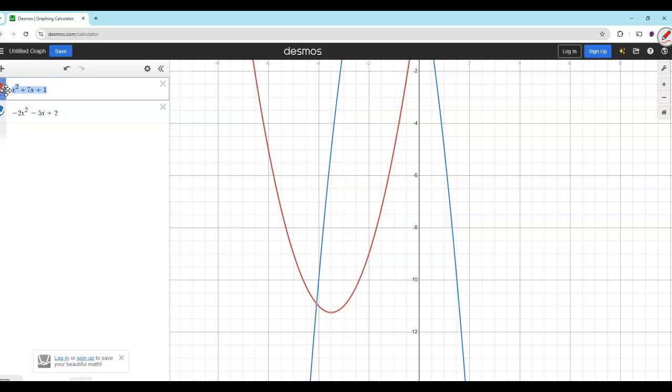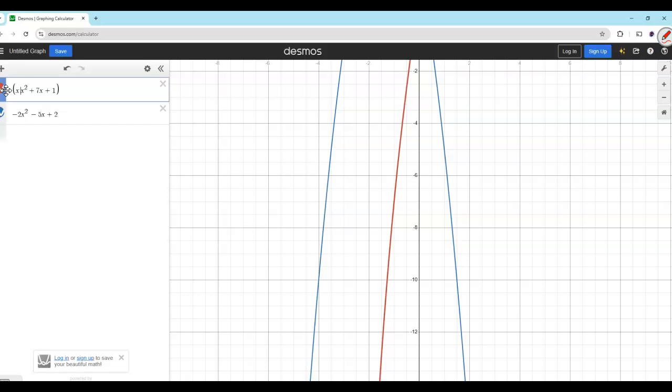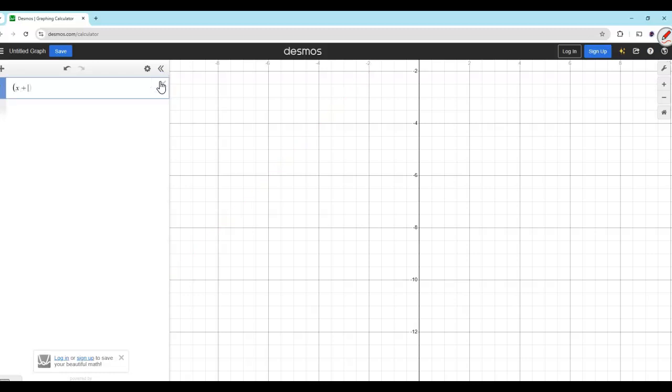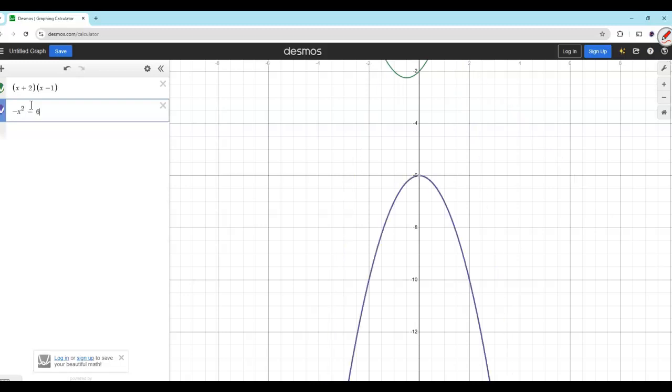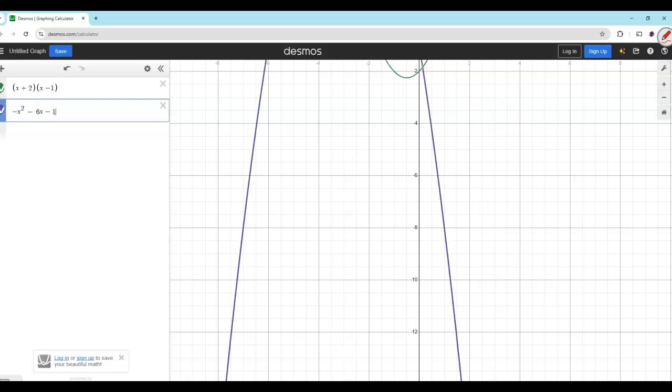Plug it in exactly as it's written. You don't even need to FOIL it. We're going to go x plus 2, x minus 1. And then on the bottom, we're going to go negative x squared minus 6x minus 1.